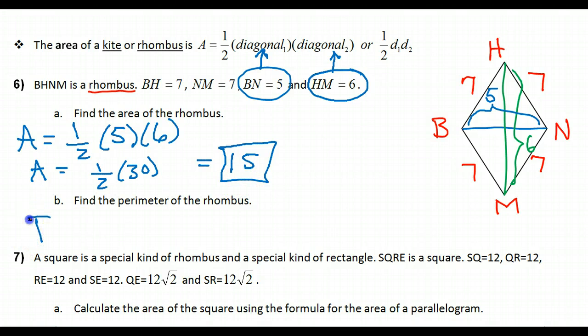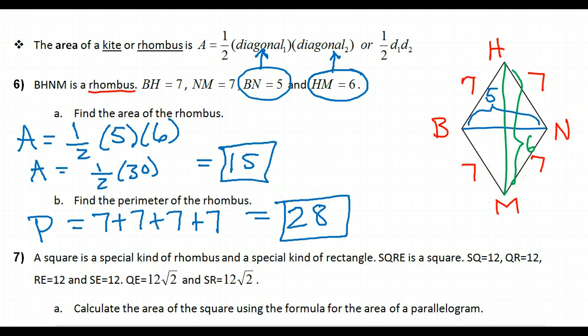We don't need a calculator for the perimeter either. The perimeter is the total of all these lengths around the outside. 4 times 7. Okay, 4 sevens is 28. So that's going to be the perimeter. Okay, let's look at number 7.